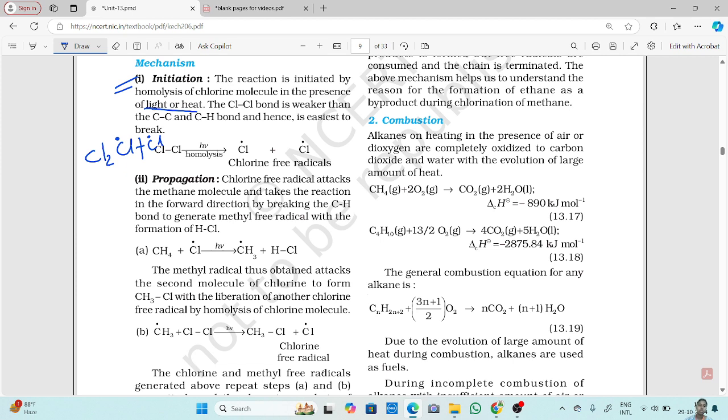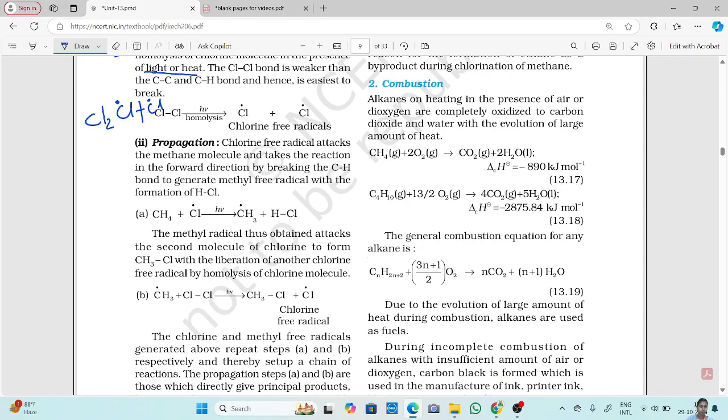Now propagation means the chlorine free radical attacks the methane molecule and takes the reaction in the forward direction by breaking the C-H bond to generate a methyl free radical with the formation of HCl. Now here, one of these chlorine free radicals will come to your methane molecule. This is your methane molecule, CH4.